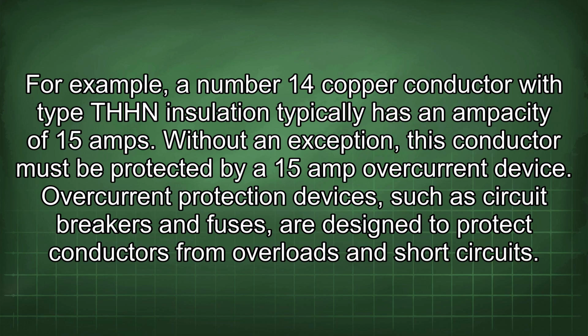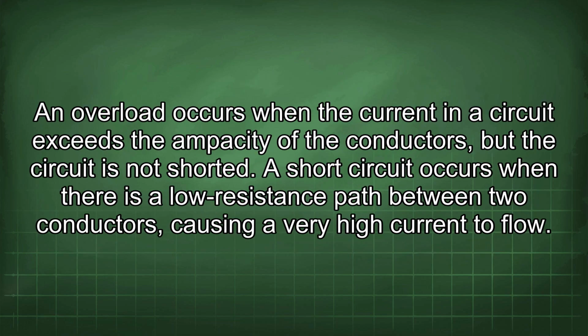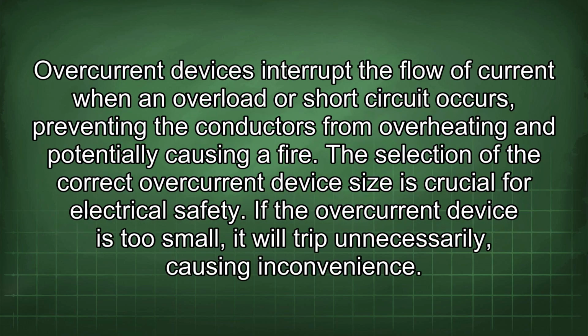Overcurrent protection devices, such as circuit breakers and fuses, are designed to protect conductors from overloads and short circuits. An overload occurs when the current in a circuit exceeds the ampacity of the conductors, but the circuit is not shorted. A short circuit occurs when there is a low resistance path between two conductors, causing a very high current to flow. Overcurrent devices interrupt the flow of current when an overload or short circuit occurs, preventing the conductors from overheating and potentially causing a fire.